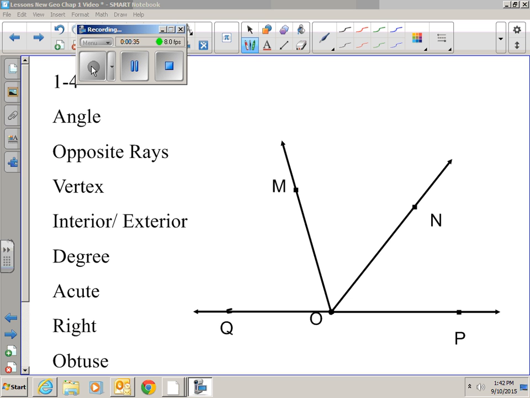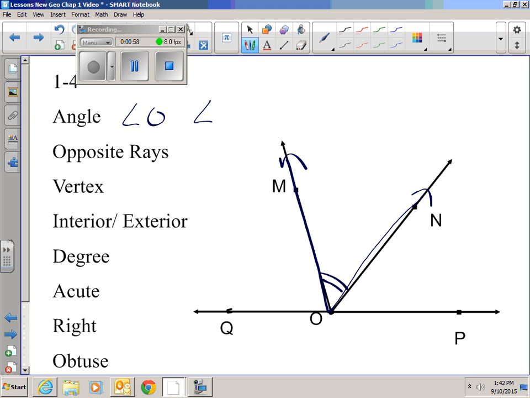Okay, let's just review these words real quick. An angle is the union of two rays sharing a common endpoint. So this would be an angle right here. This angle could be called angle O. Or if we want to title an angle with 3 points, we always put the vertex in the middle. So this would be angle MON or angle NOM.